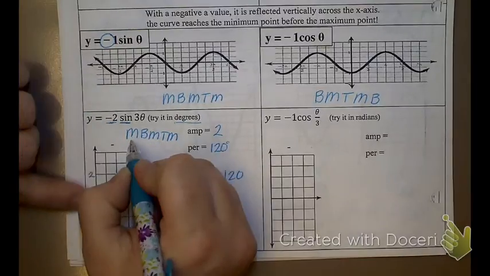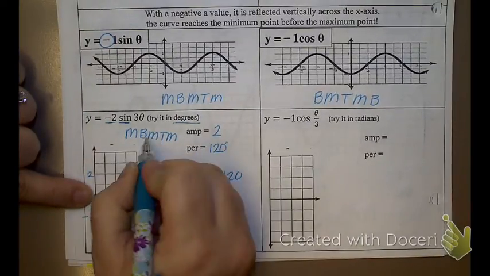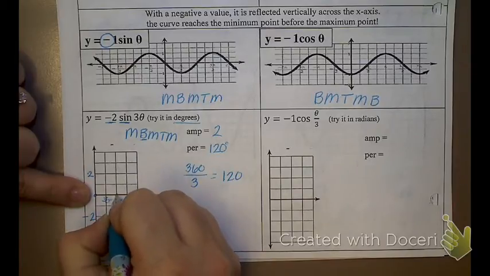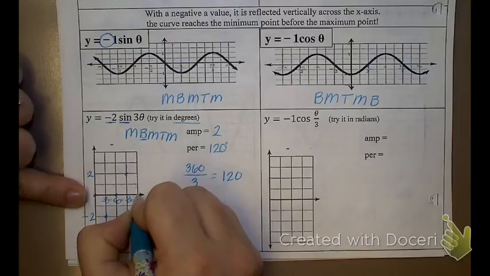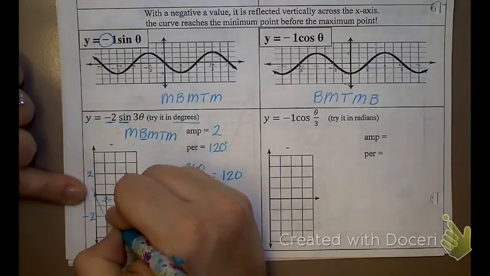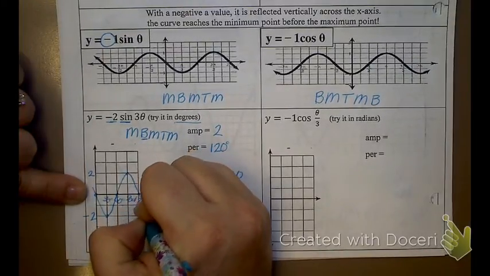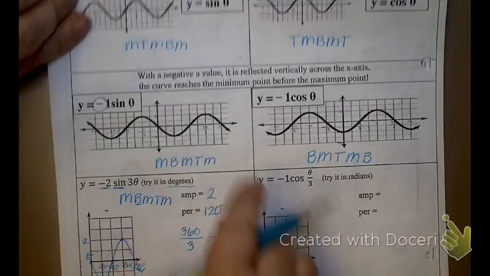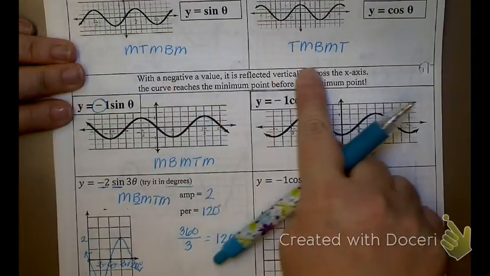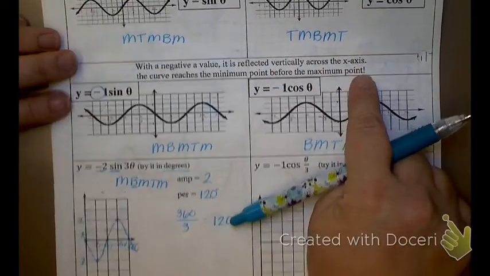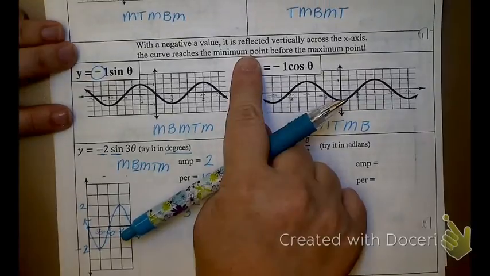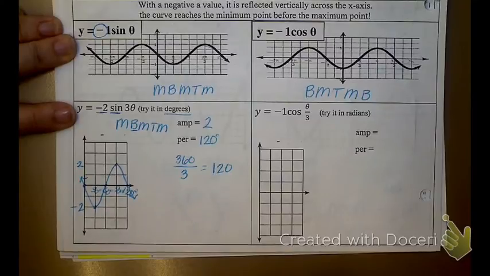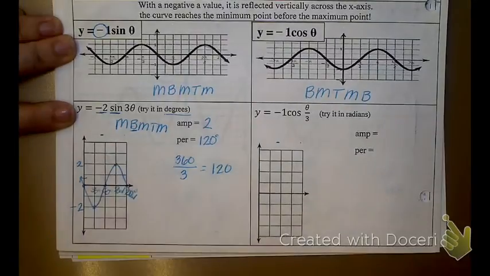So now I start in the middle. Instead of going to the top, I'm going to the bottom, middle, top, middle. So I'm going to draw in my curve. And what this negative has done, as she states up here, is reflect it vertically across the x-axis. So instead of reaching the maximum point first, it reaches the minimum point first. So the curve looks pretty much the same, except that it is completely flipped from what it originally was.